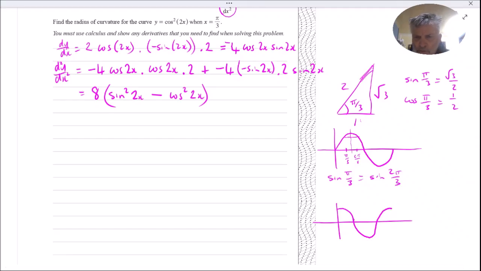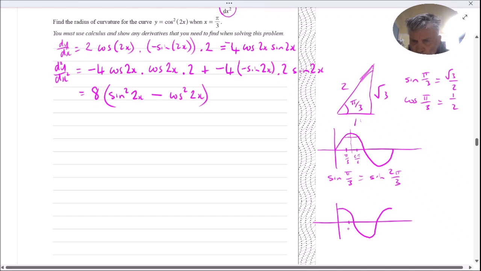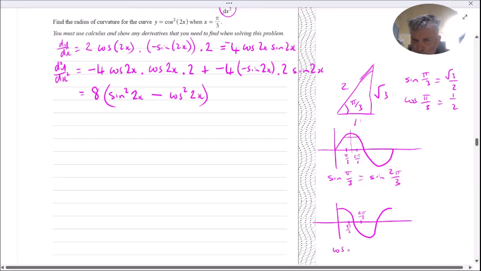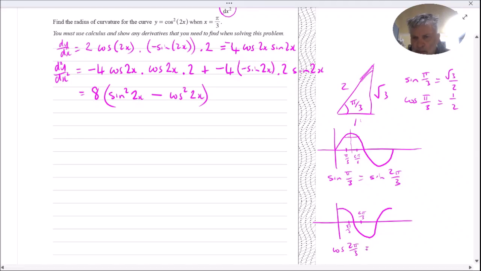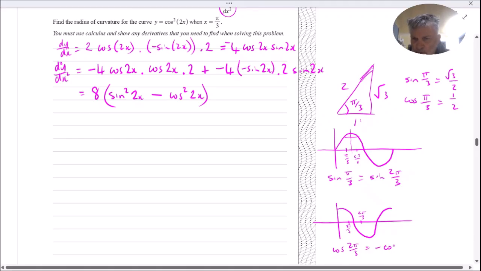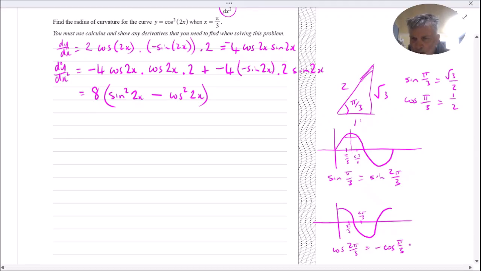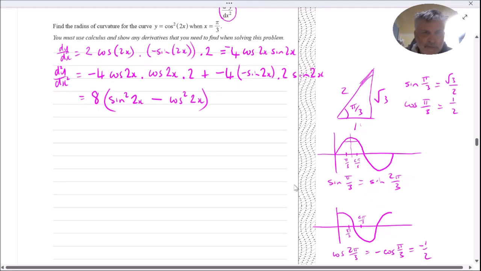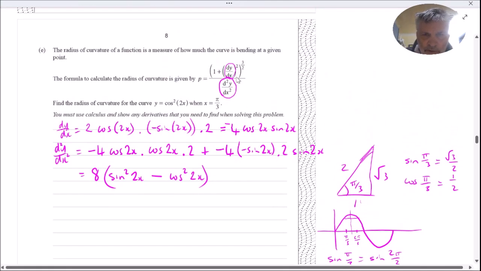pi over 2, yeah. So pi over 3 is here somewhere. 2 pi over 3 is here. The cosine of 2 pi over 3 is equal to the negative of the cosine of pi over 3, which is equal to negative 1/2. So we've got all the things we need to do this calculation.